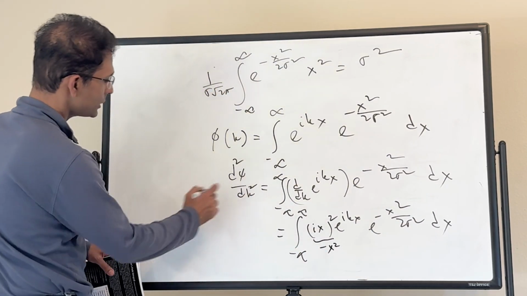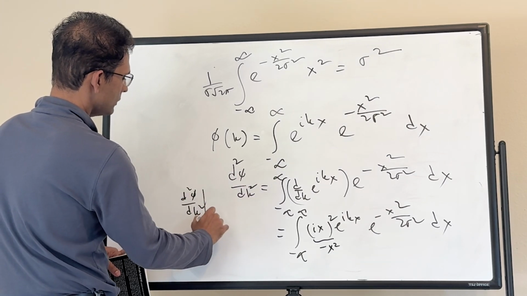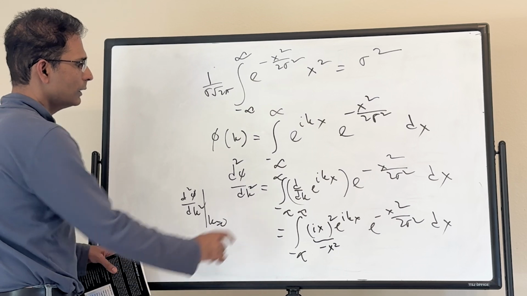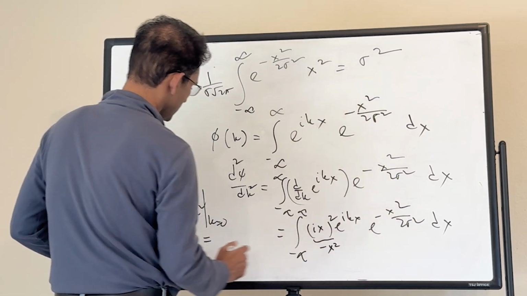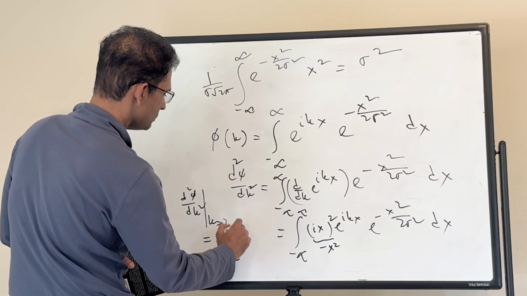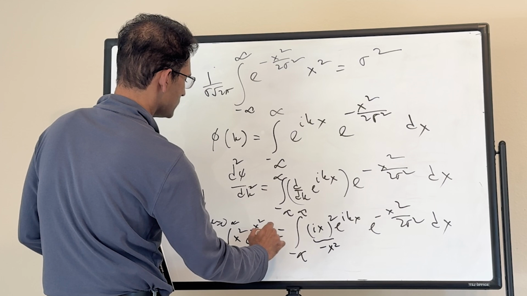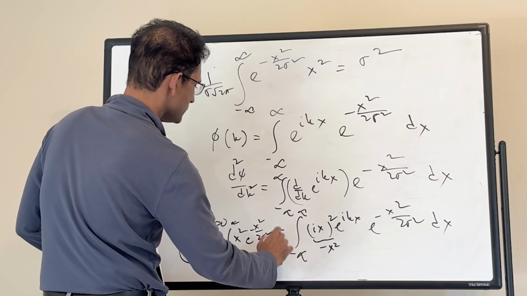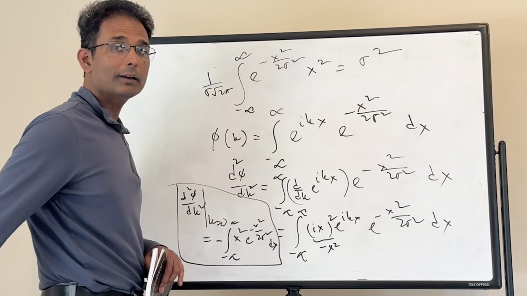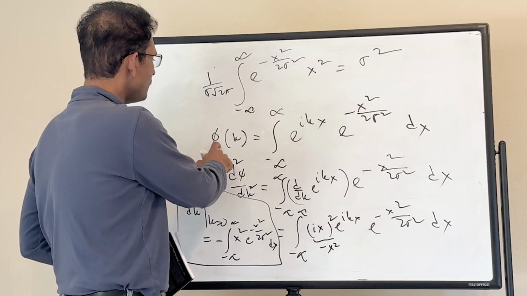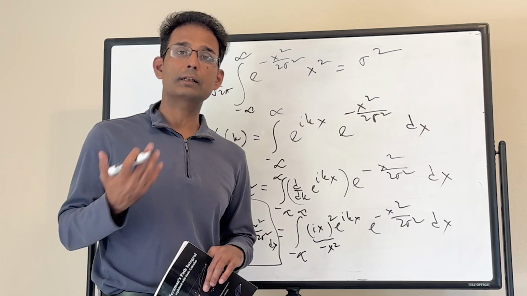Now, notice something very interesting. Let's say you evaluate this at k equal to 0. What do you get? You're setting k to 0, so this term is equal to 1, and you have minus x squared. So this is negative the integral from minus infinity to plus infinity of x squared e to the minus x squared over 2 sigma squared dx. So what you have here is just this integral. So if I can calculate phi, then I can take the second derivative of phi with respect to k and evaluate that at k equal to 0.